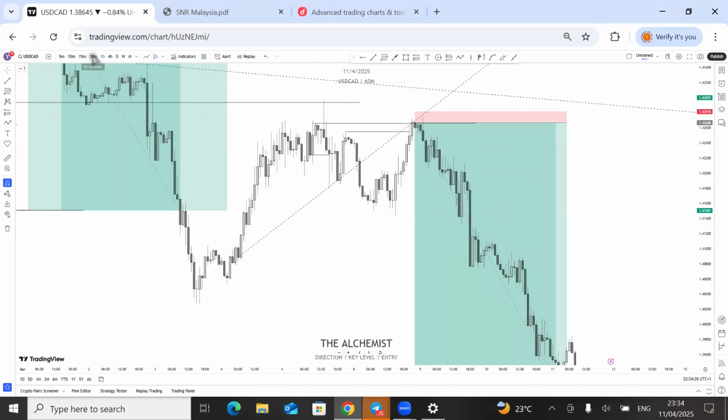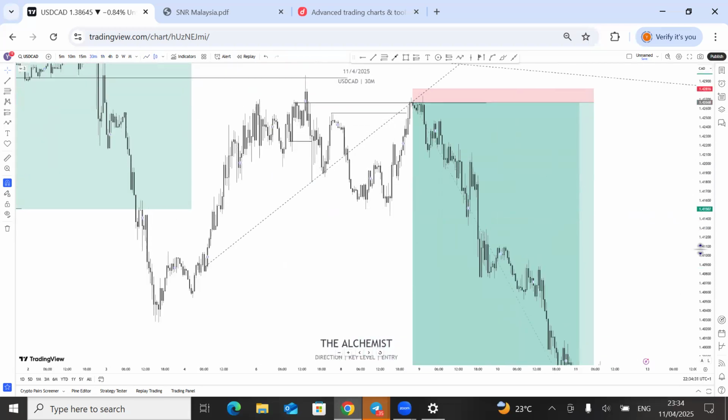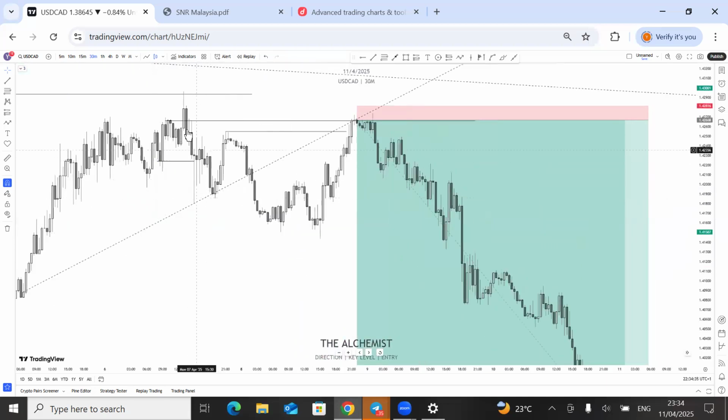I think let's go 30 minutes again. All right, 30 minutes. Okay. This is what actually happened. This one is more clearer. So we had this break of structure.